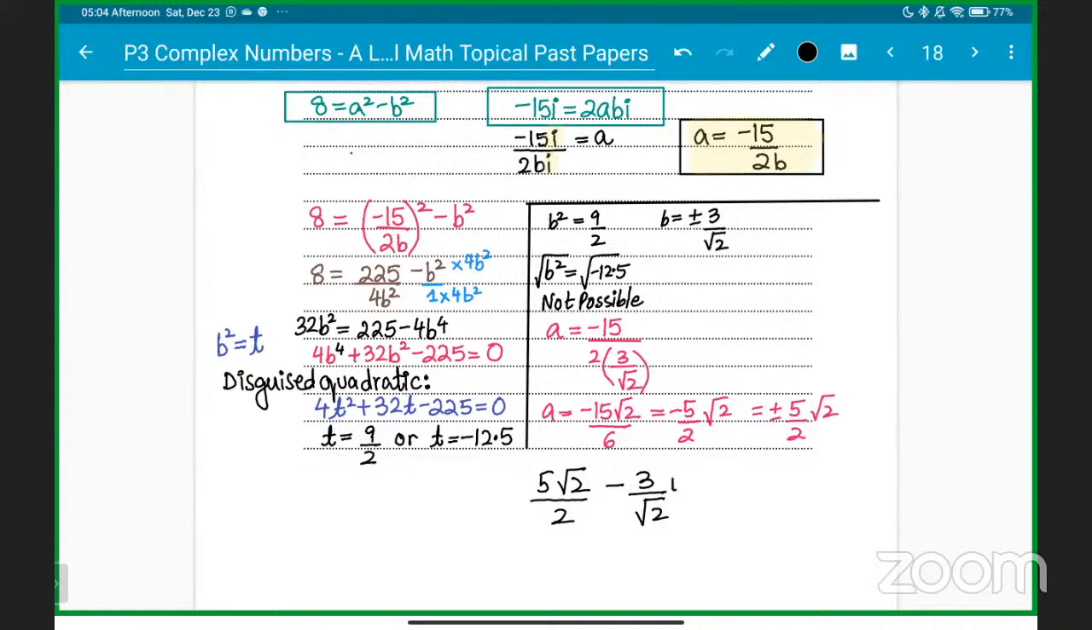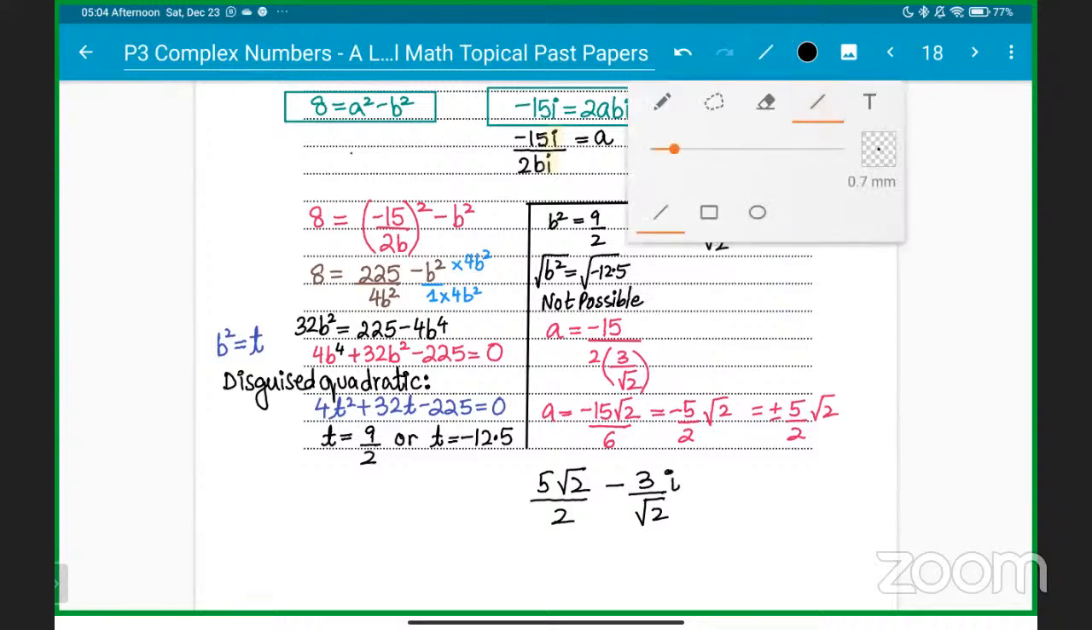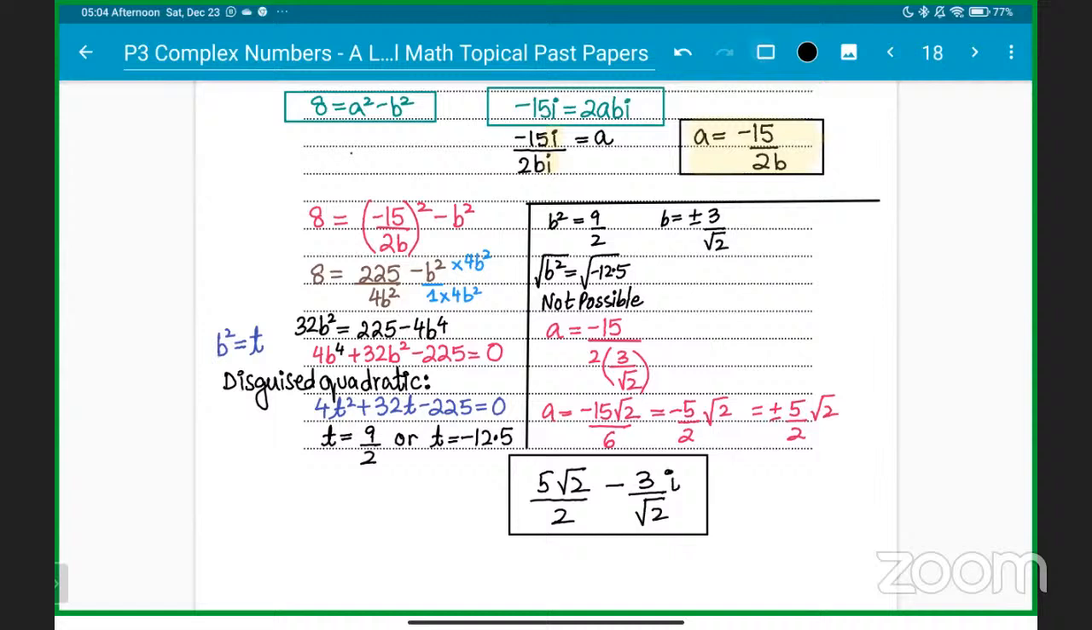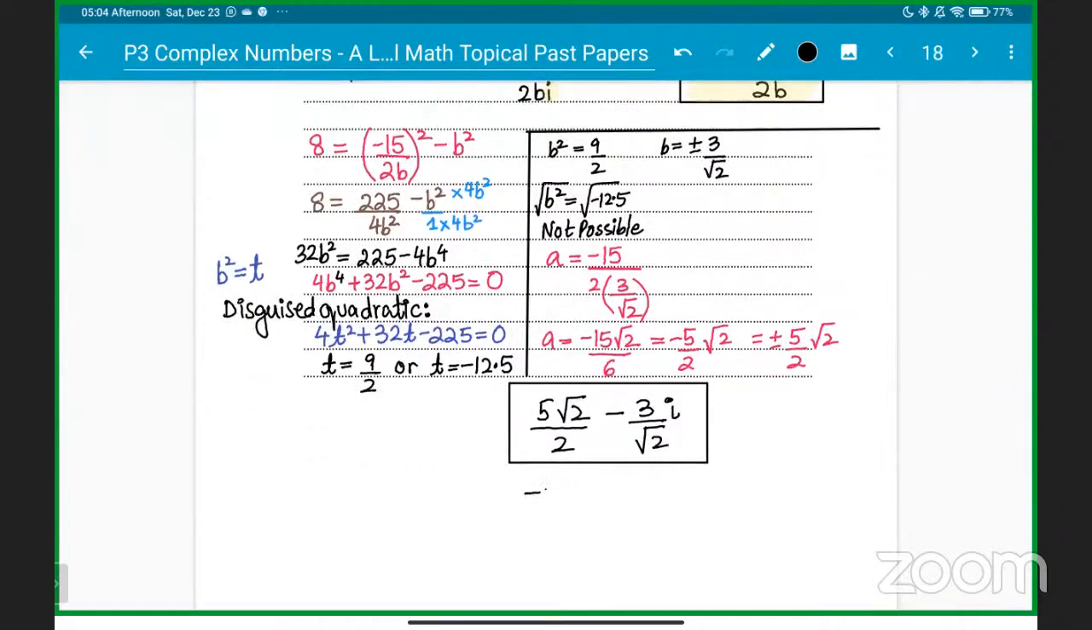Guys, got it? One root is this. And the other root will be, when you are giving the next answer, minus 5 square root 2 over 2 plus 3 over square root 2 times i. Understood? Got this clear? No problem. Should not be an issue, right? Guys, got it? Any problems? Let me know. These are the answers.